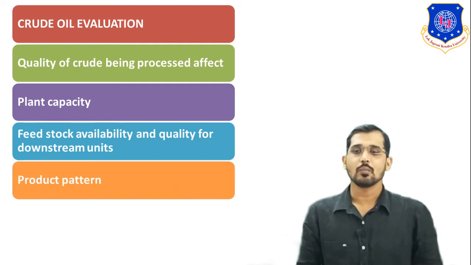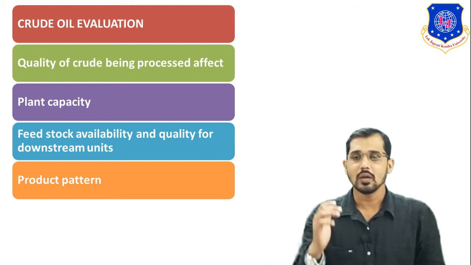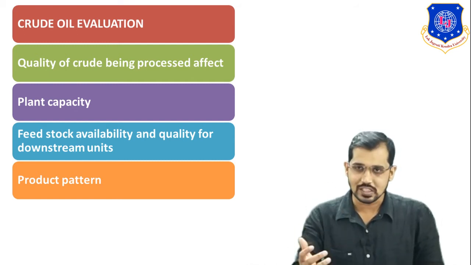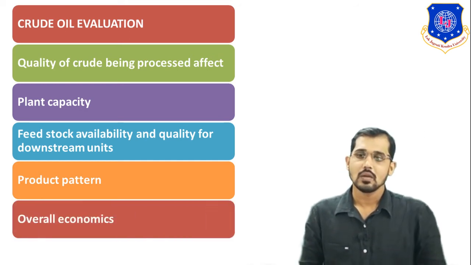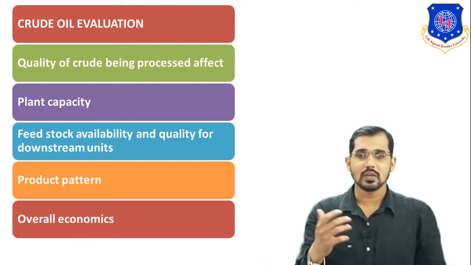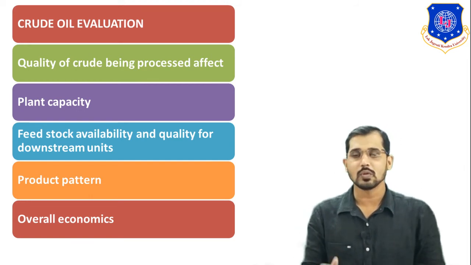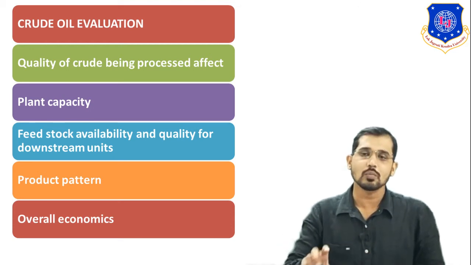Then after that, product pattern, meaning what amount of product is generated from the processing, or I can say refining unit, and what types of product are generated. You should know all those things. After that, overall economics, meaning after generation of the various products, or byproducts, from the petroleum plant, you should know the overall economics, or I can say the overall cost of the plant.